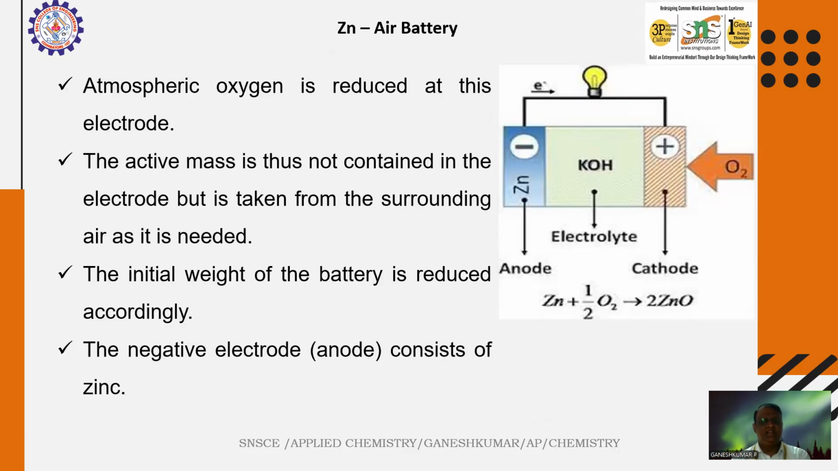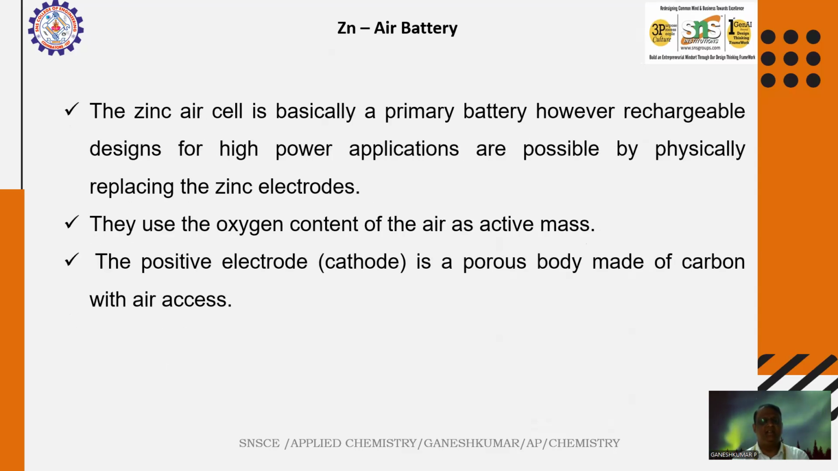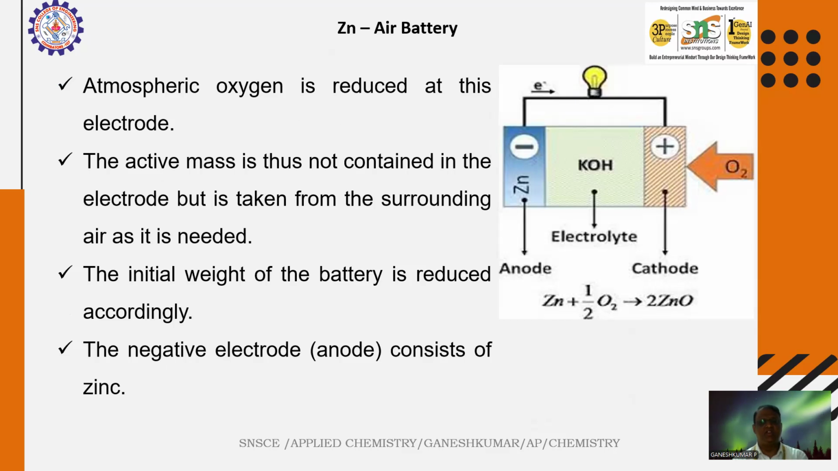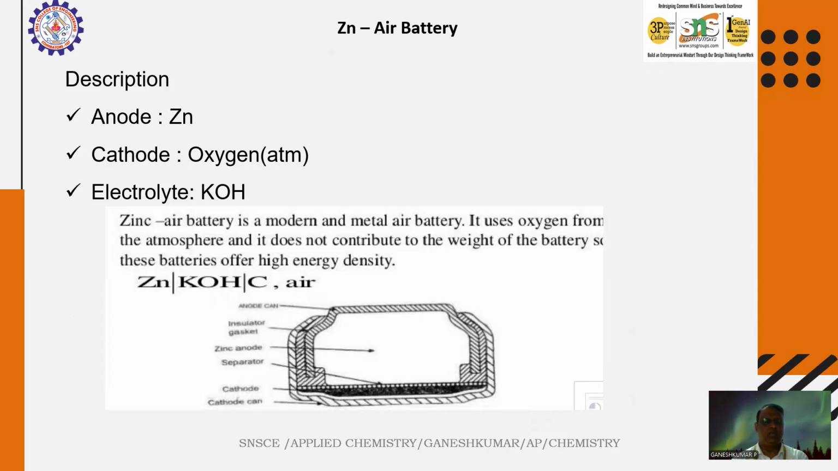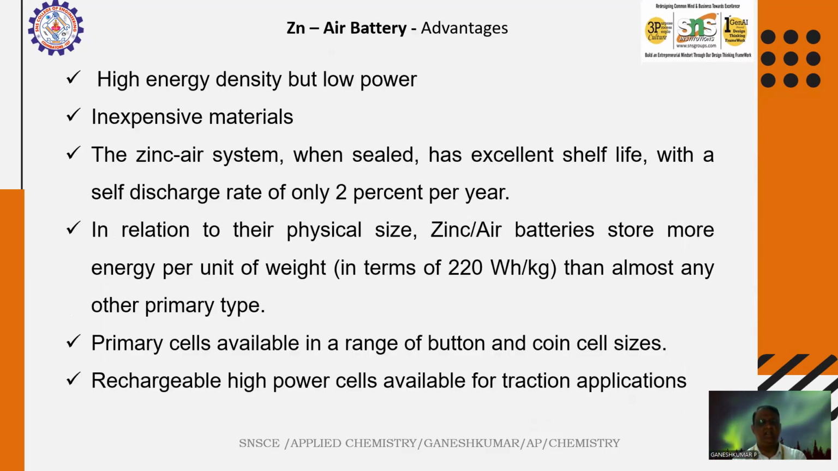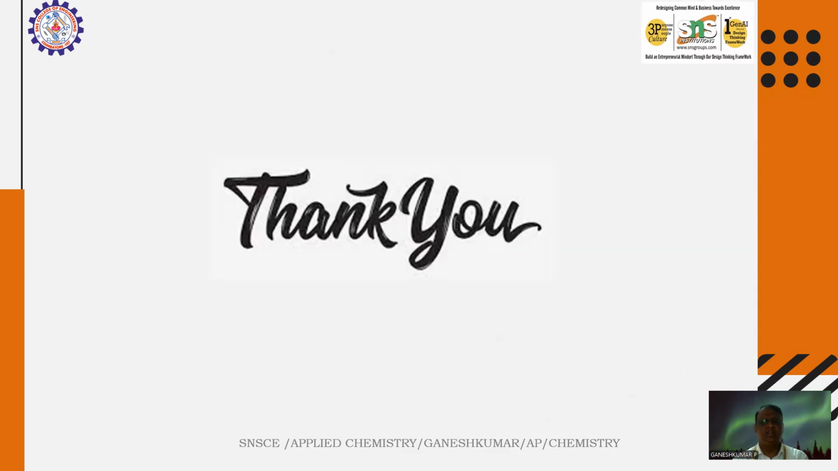So in this session, we discussed what a modern battery is, and we took the example of the Zinc-Air battery, what the anode and cathode of the Zinc-Air battery are, which use atmospheric oxygen. And we have discussed the advantages of these batteries, the cell reactions, and a few more MCQs to understand the concept. Thank you.